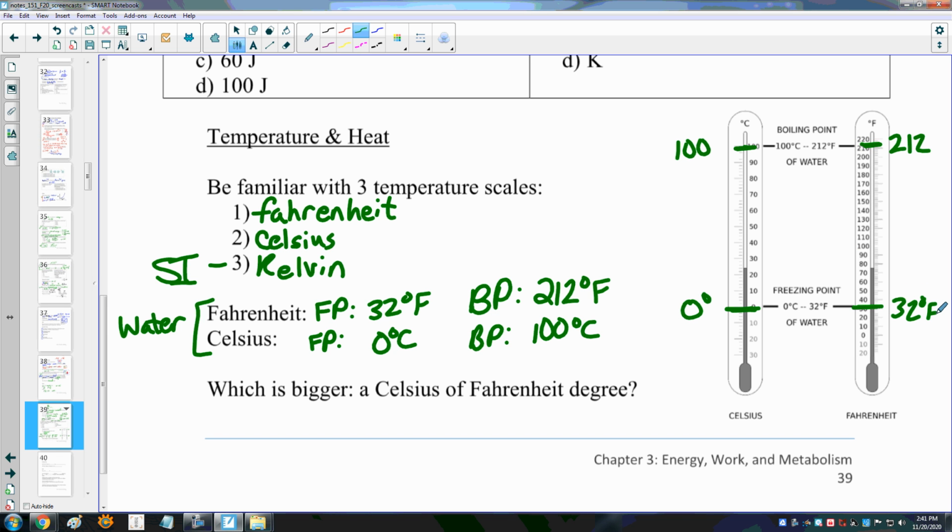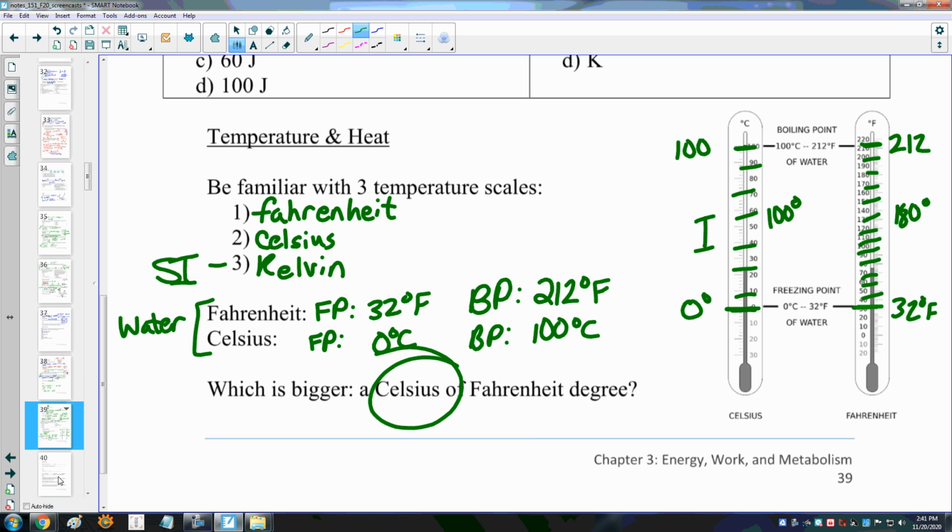So now I have 100 degrees in the Celsius scale from freezing to boiling, and I have, what's that? 180 degrees from 32 to 212. So I have 180 degrees here, and I just have 100 degrees here. So which is bigger then, a Celsius or a Fahrenheit degree? Well, I only have 100 degrees here, but I have almost twice the number of degrees here because I have 180 degrees. So the Celsius degree is a bigger measurement of temperature. A change in 1 degree Celsius is bigger than a change in 1 degree Fahrenheit.